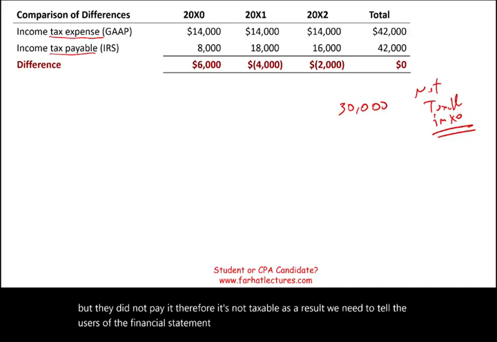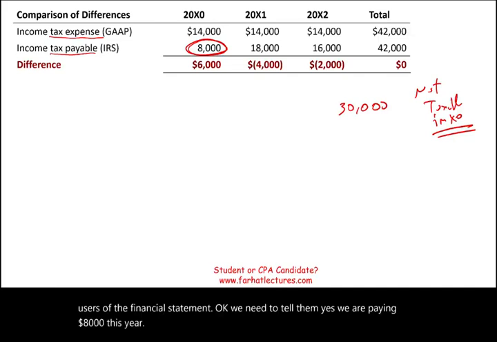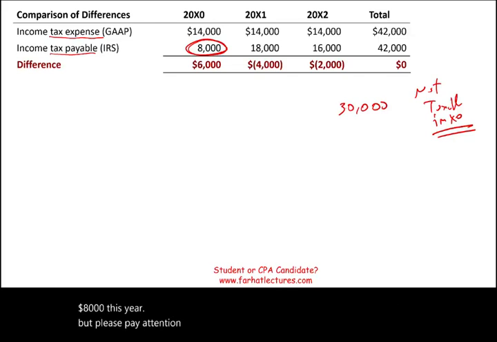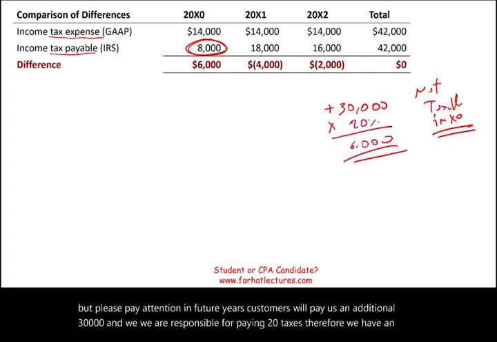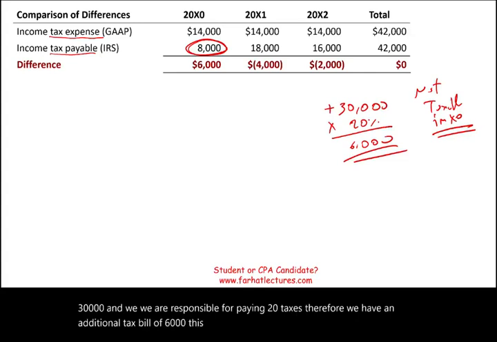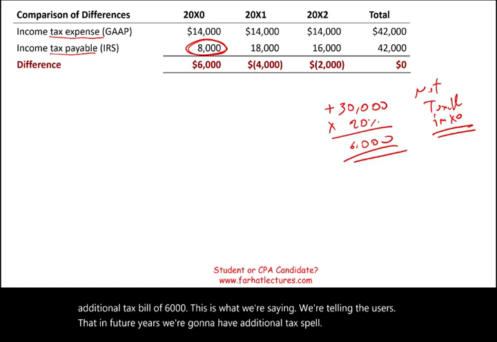tell the users of the financial statement, yes, we are paying $8,000 this year, but please pay attention. In future years, customers will pay us an additional $30,000, and we are responsible for paying 20% taxes. Therefore, we have an additional tax bill of 6,000. This is what we're saying. We're telling the users that in future years, we're going to have an additional tax bill. Not now, in future years.